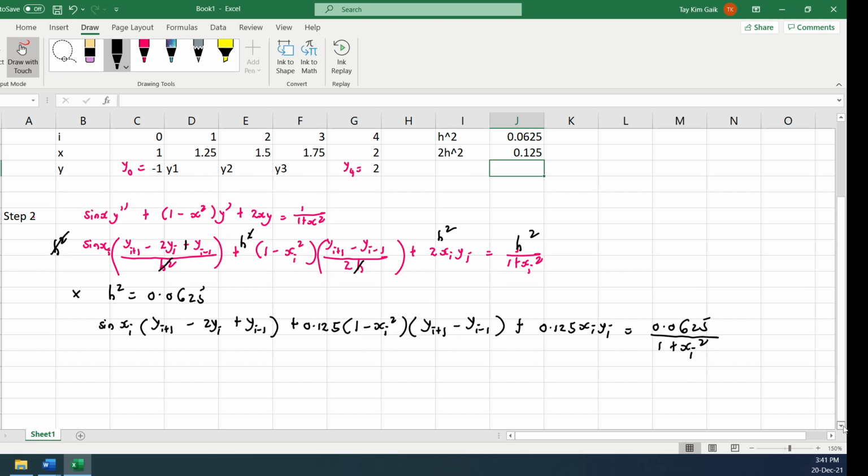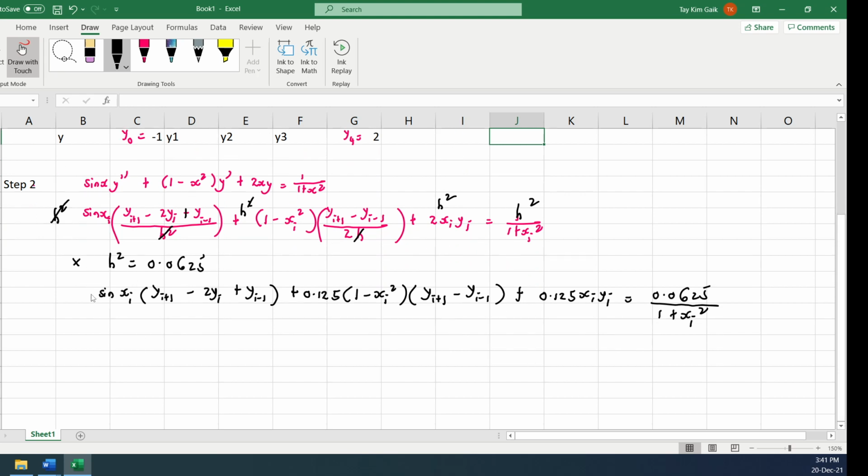After that, make sure you multiply the h squared correctly. Then, collecting the terms, put y_{i-1}, followed by y_i and then y_{i+1}. The term without y is always collected on the right hand side. That's why we are going to collect the y_{i-1} terms.